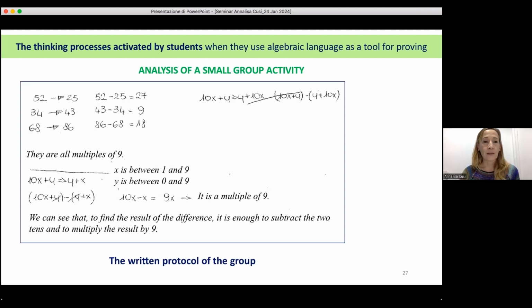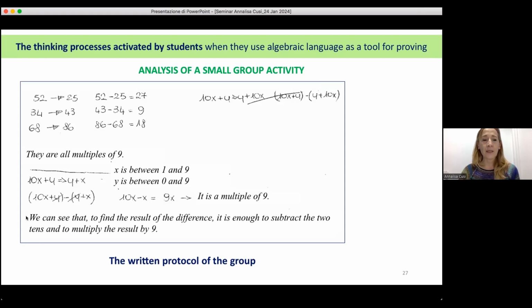We can see that the group wrote some examples. Then they tried to translate the number and the one obtained by inverting the digits in this way, but then they cancel this. They write they are all multiples of 9. Some condition on x and y, they write 10x plus y minus y plus x, they obtain 9x, and they write it is a multiple of 9. So we immediately recognize that there was a mistake in the translation.